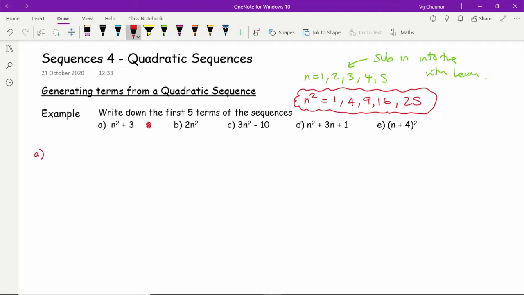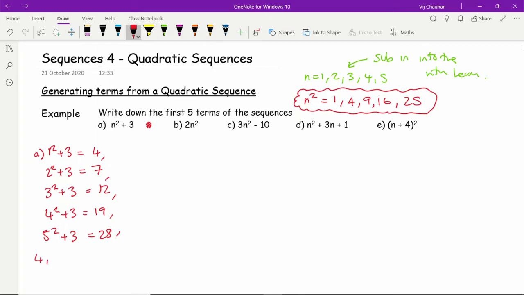Now typically what you need to do is substitute n equals 1, so 1 squared plus 3 is going to give me 4, 2 squared plus 3 is going to give me 7, then 3 squared plus 3 is going to give me 12, then 4 squared plus 3 is going to give me 19, and 5 squared plus 3 is going to give me 28. And as you can see, I've written the terms vertically there, so what you might want to do is write it horizontally. And there is my first 5 terms.